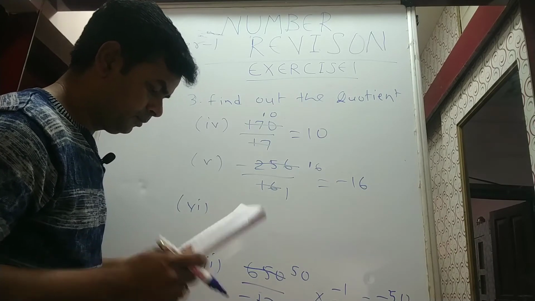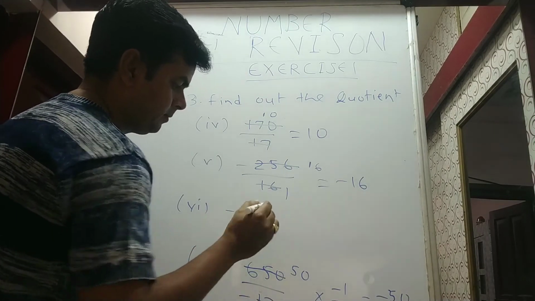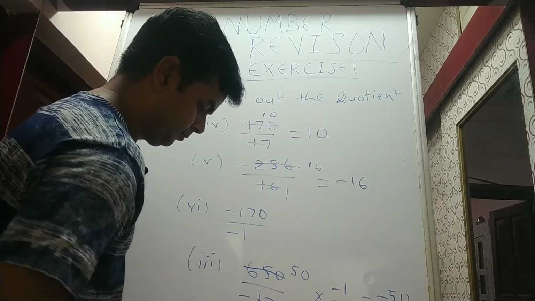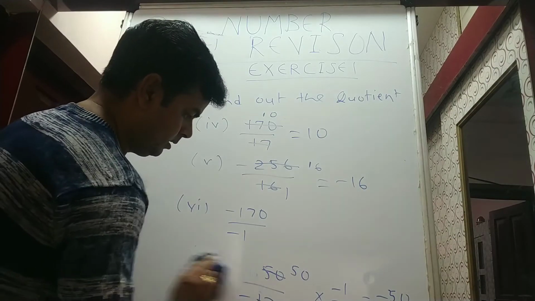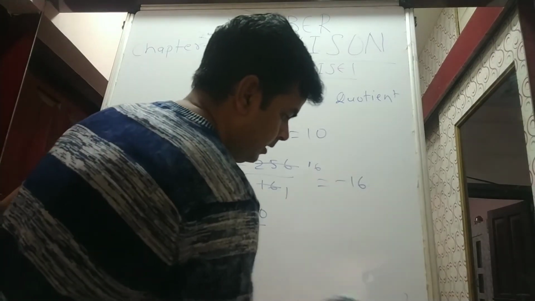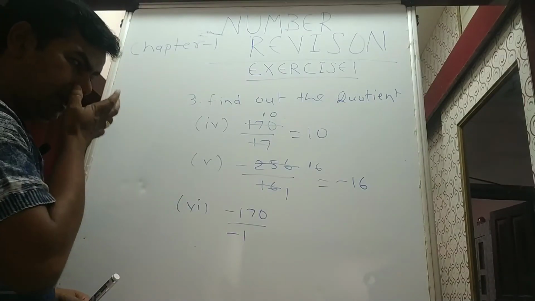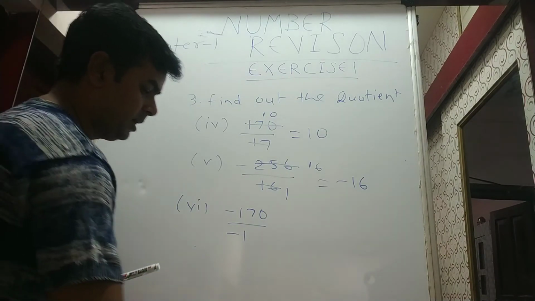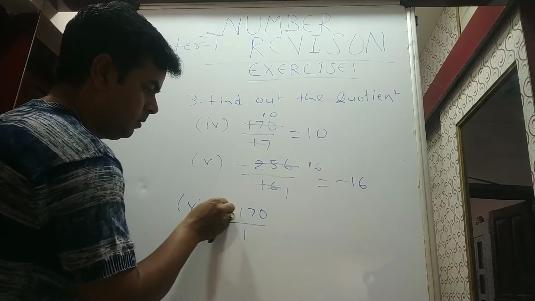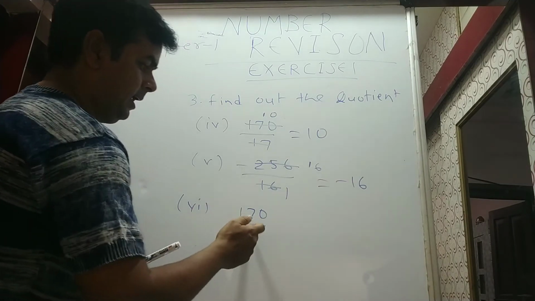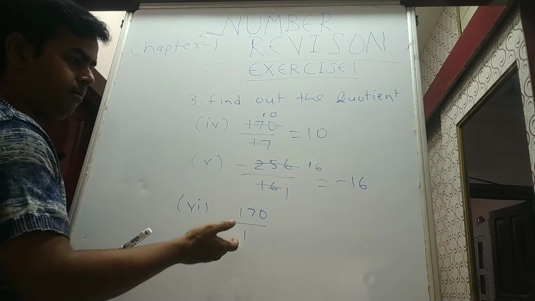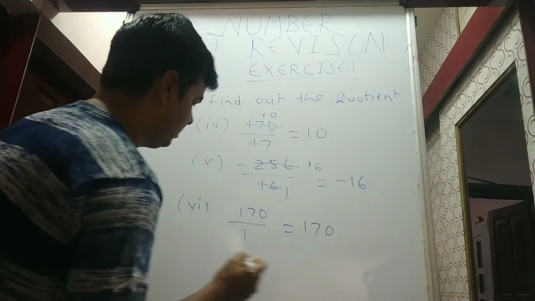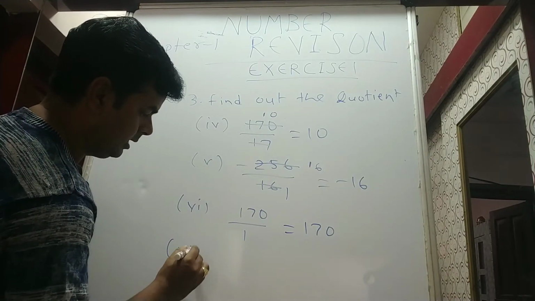Minus 170 divided by minus 1. As I told you earlier, if you have a minus sign both in the numerator and denominator, just cancel both. And as you can see, if a number has a denominator of 1, we can write it like this only. So that will be the answer.